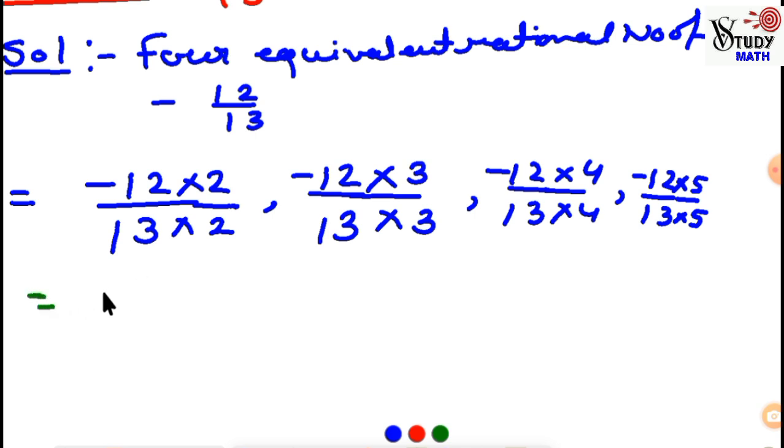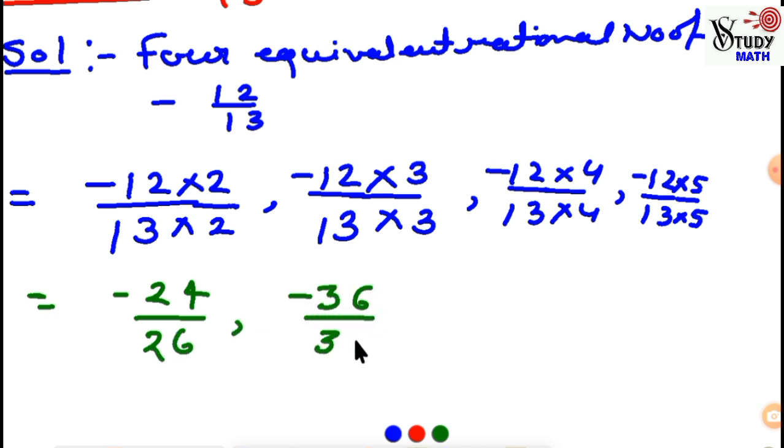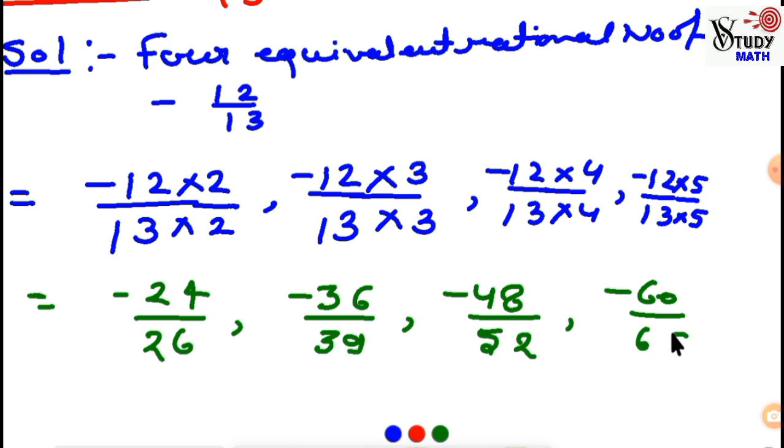-24 upon 26 is the first equivalent rational number. -36 upon 39 is the second equivalent rational number. -48 upon 52 is the third equivalent rational number, and -60 upon 65 is the fourth equivalent rational number. So this is the solution of question number 3 of exercise 1A from S. Chand book.